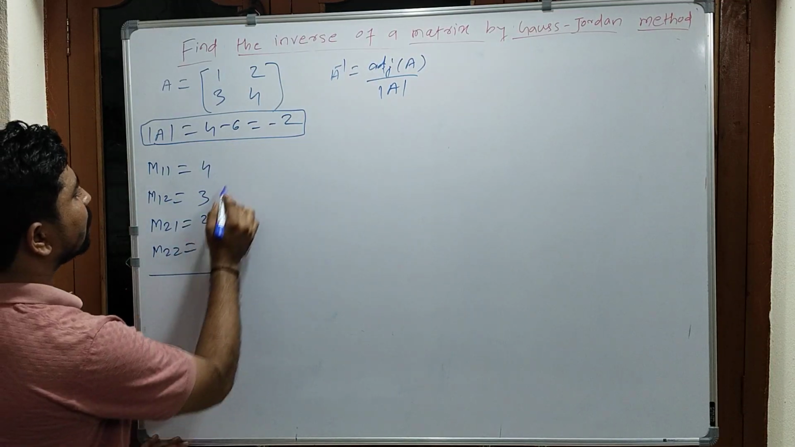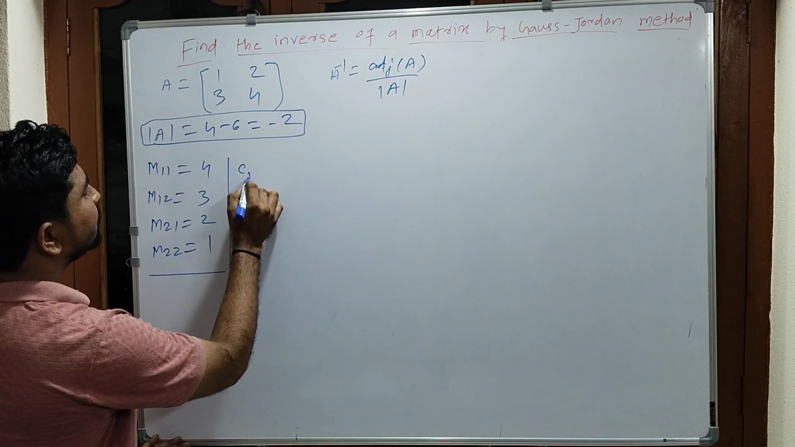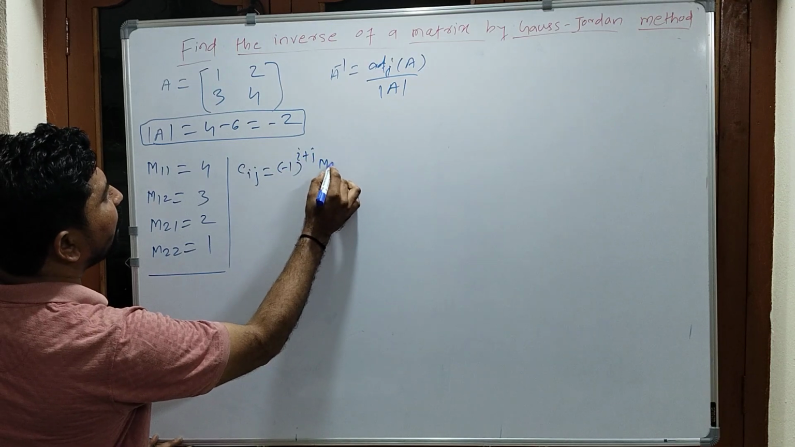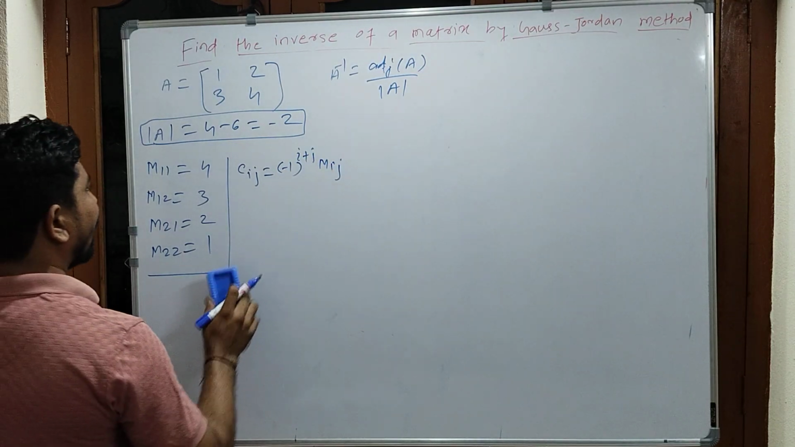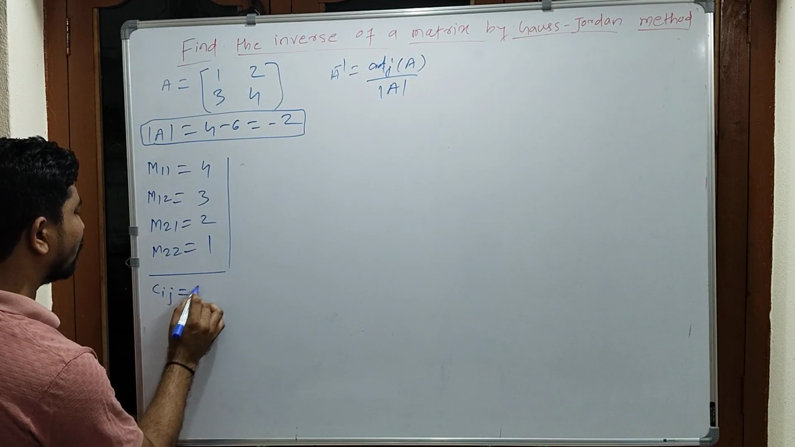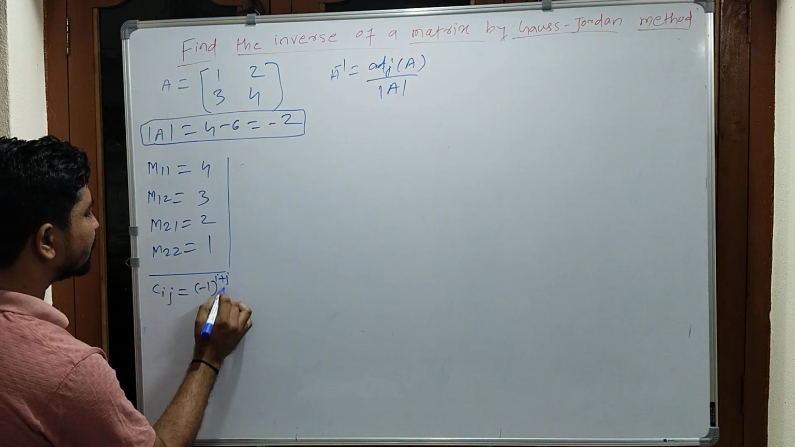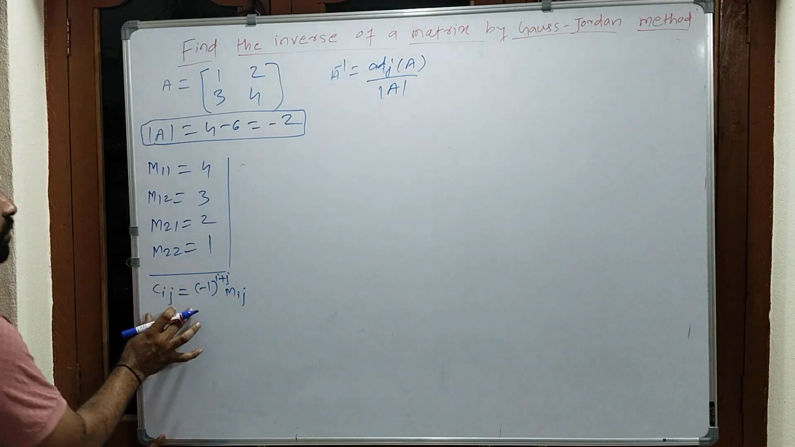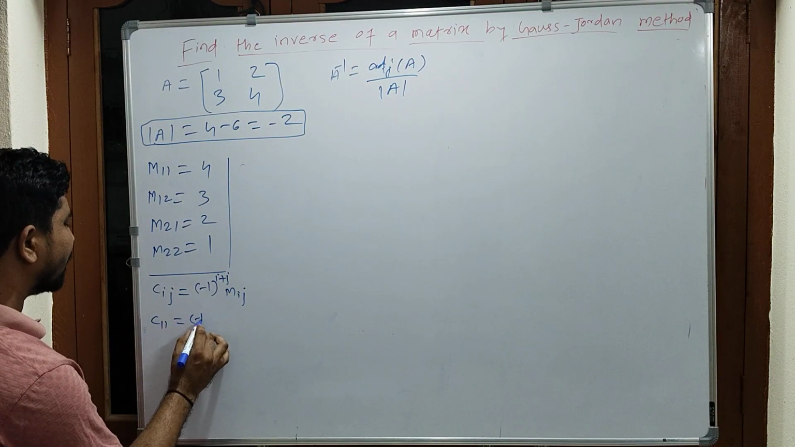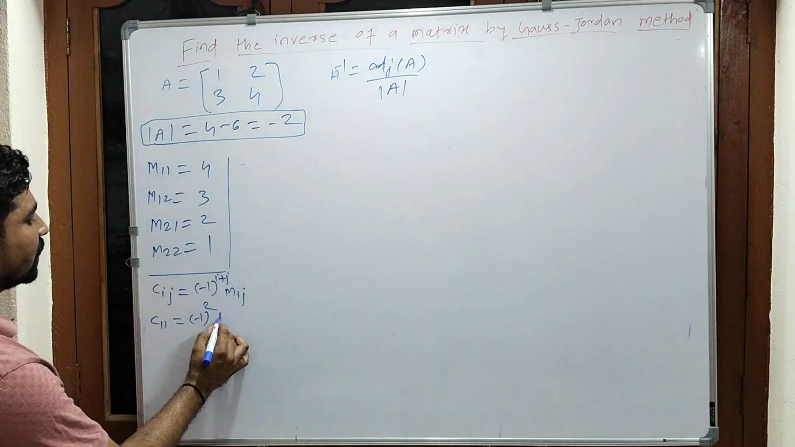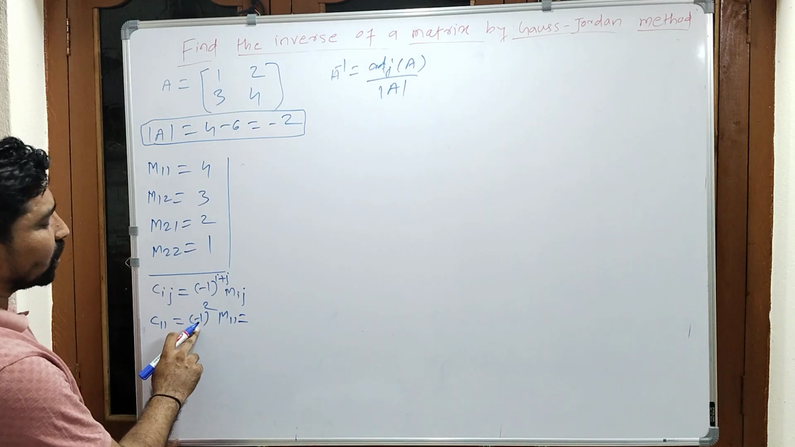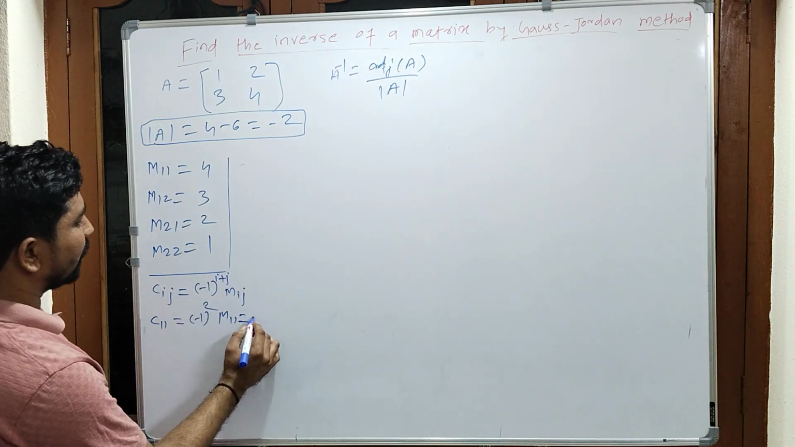So you know the formula, the cofactor Cij equal to minus 1 to the power i plus j into Mij. This is the formula. So this is the formula to find the cofactor element. So from here, can I find C11 as minus 1 to the power 1 plus 1, that is 2, and this is M11. Minus 1 to the power 2 means 1, simply minus 1 to the power even power is plus. So this is simply 4.